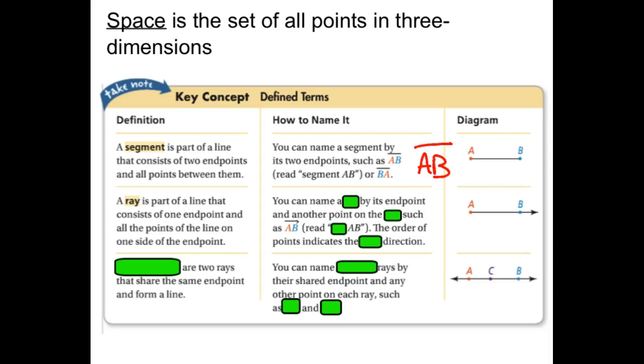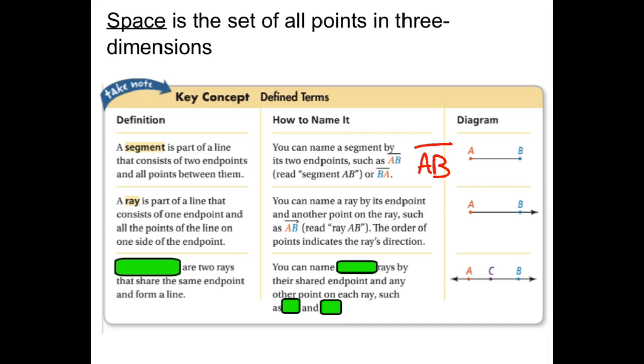The next topic is a ray. A ray is a part of a line that consists of 1 endpoint and all the points of the line on one side of that endpoint. So a ray really has an end and then it goes on forever in one direction. And so we always start by naming a ray with its endpoint. So here we have in the drawing ray AB because A is the endpoint, and then B tells you which direction it goes in. So the order of the points in the name refer to the ray's direction.